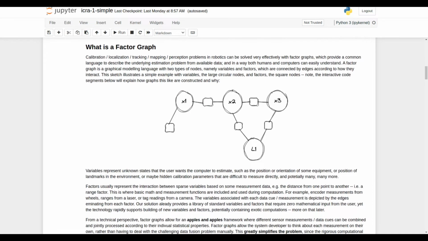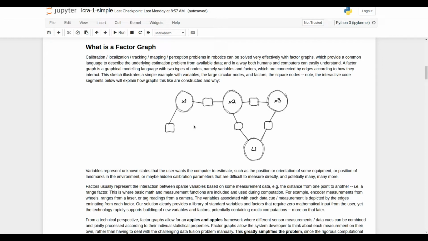To start, what is a vector graph? In robotics, we often come across optimization problems such as calibration, localization, tracking and mapping. These kinds of problems can be represented and solved effectively using the graphical modeling language known as vector graphs.